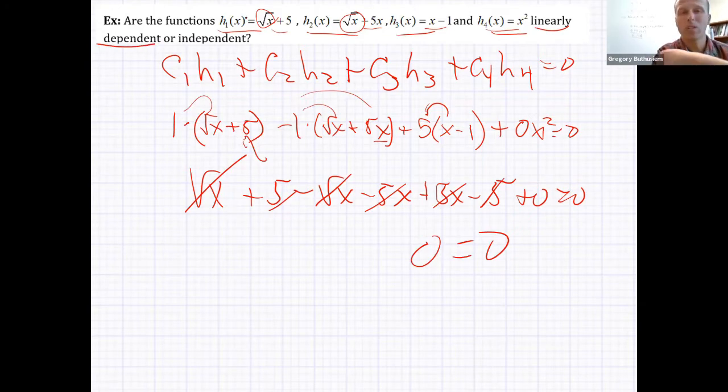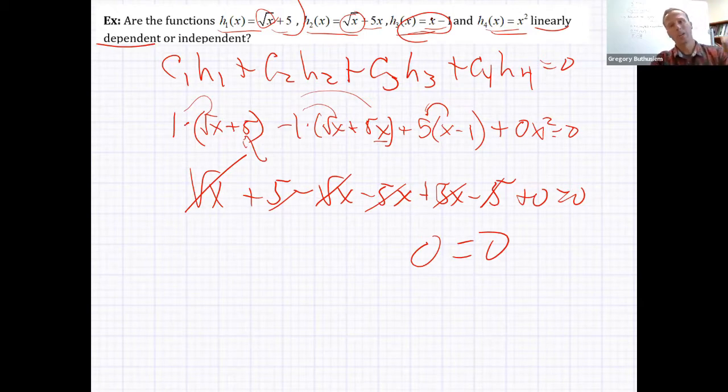So yes, I got it to zero out, linearly dependent. But that's because I noticed there's so much relationship between all these functions that I should be able to make it work. Again, I'm just messing around with it, which is not a great way to do it. So that's where we're going to come into this next thing, a systematic way of determining whether or not your functions are linearly independent or dependent.